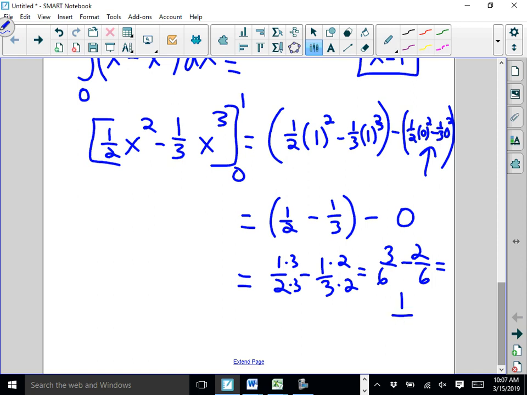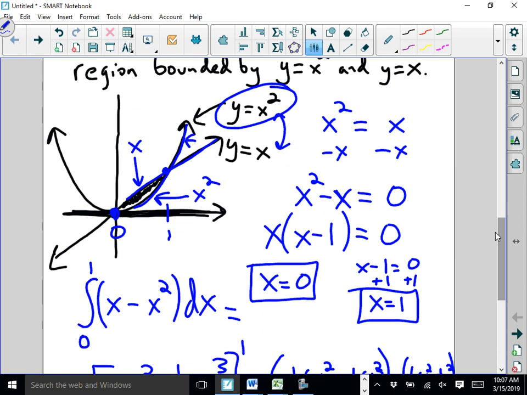That is the area, right? That number right there, 1/6, is the exact area of this black region right here. Okay?